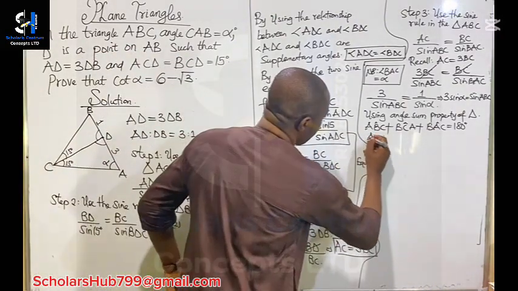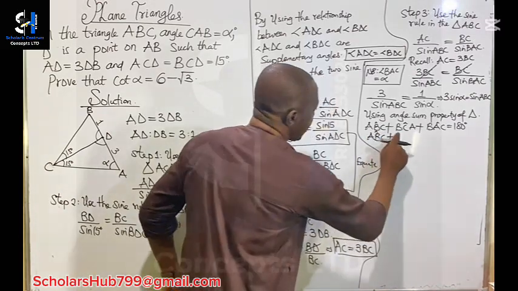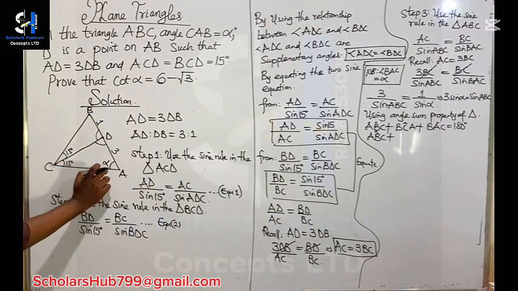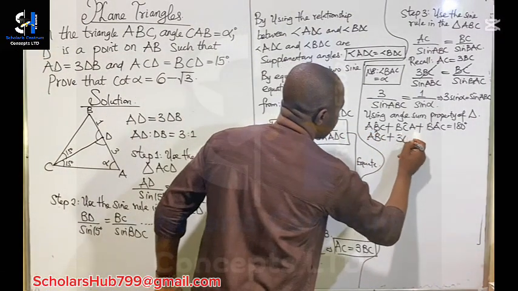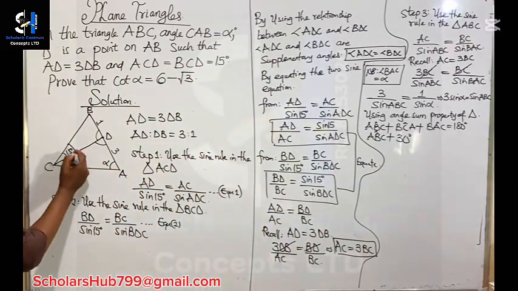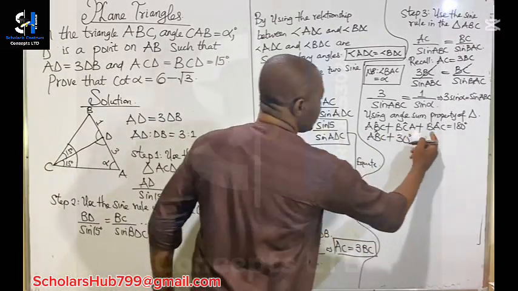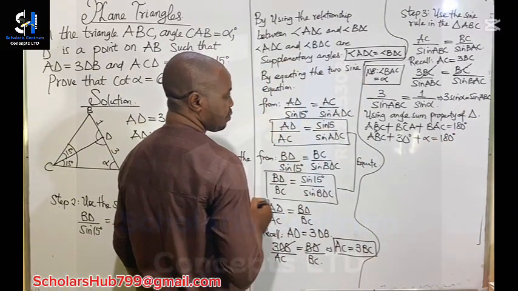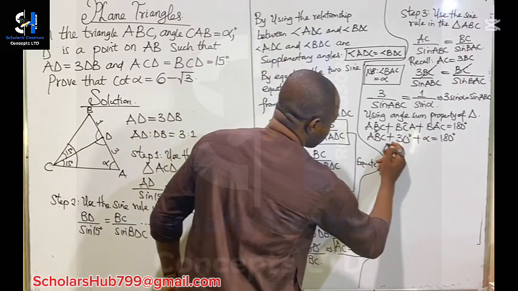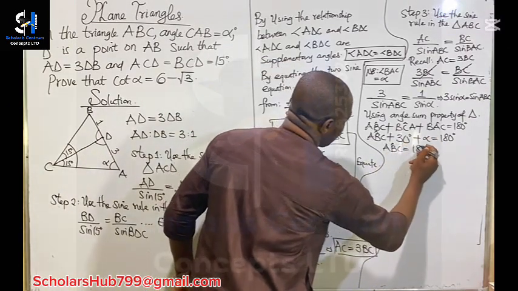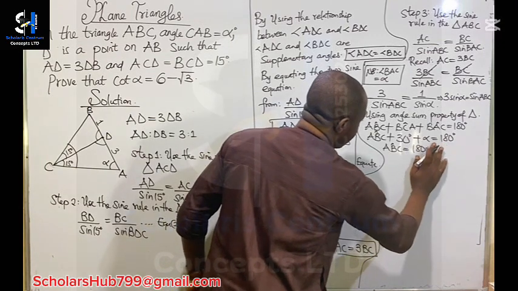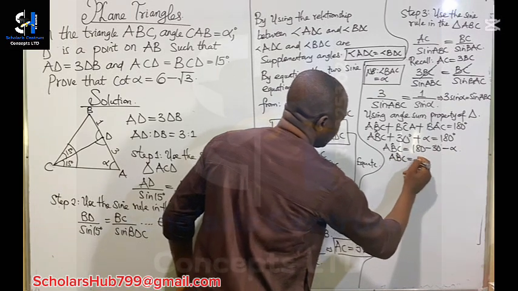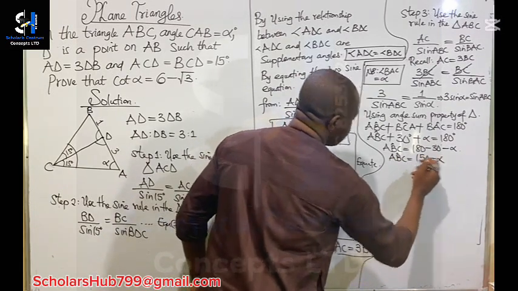So from here we have ABC plus, now what is BCA? BCA will be 30 degrees. Now BAC will be what? Alpha. So ABC plus 30 degrees plus alpha equals 180 degrees. Now I'm going to move this to the other side so that ABC is equal to 180 minus 30, then minus alpha, so that ABC will be equal to 150 minus alpha.